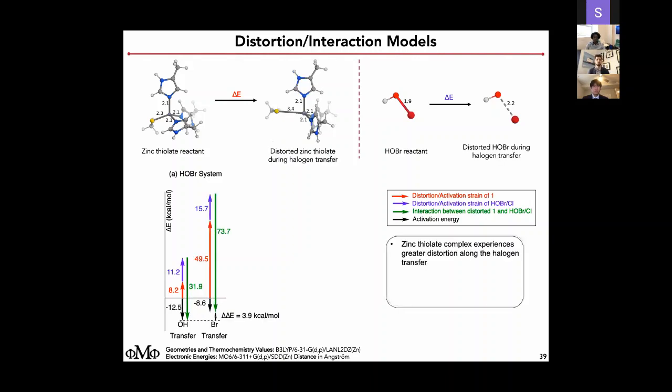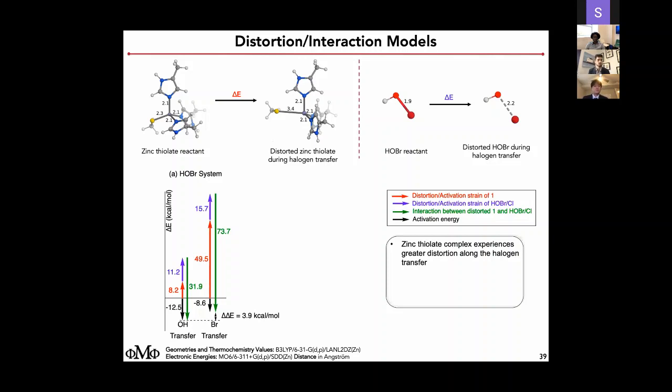And we've done that. And what I specifically want to note here is the difference between the distortion that must undergo the halogen transfer compared to that of the OH transfer. And specifically in red, we can see that the zinc thiolate complex experiences much greater distortion along the halogen transfer. This is what is attributing to the general chemoselectivity that we're seeing as well.